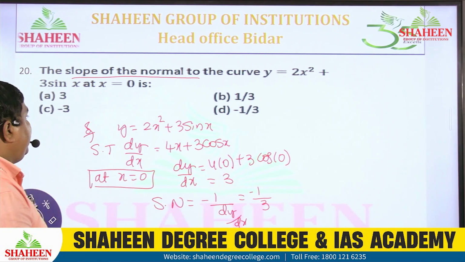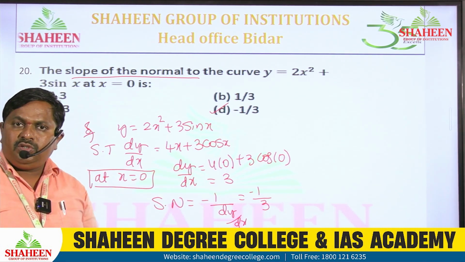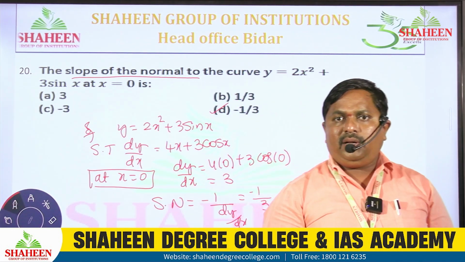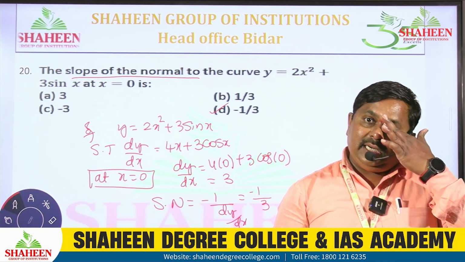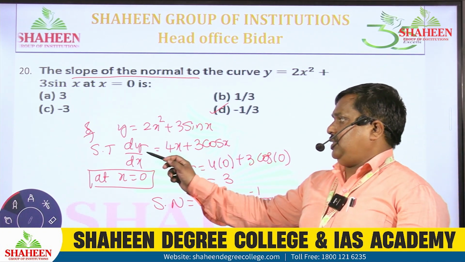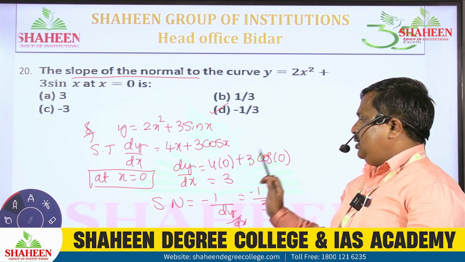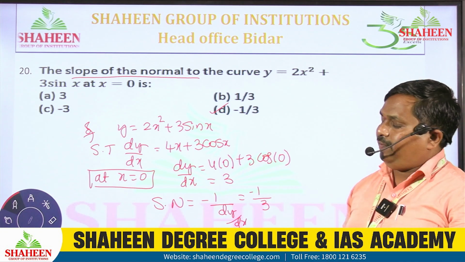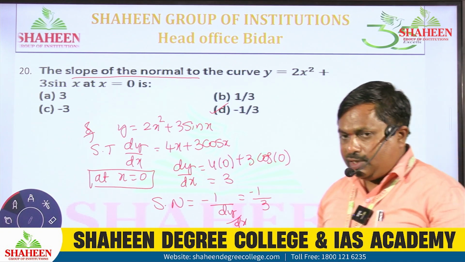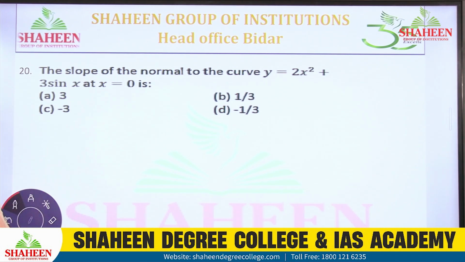Checking the options, the fourth option is minus 1 by 3. So in this way, we are calculating the slope of the normal. One thing you remember: if you know the slope of tangent, then you can find the slope of the normal. The slope of the tangent is calculated by dy by dx, substituting x equal to 0 here. The slope of the normal is the negative reciprocal of the slope of tangent, so that becomes minus 1 by 3. Understood, students? In this way, we can calculate the slope of the normal. Let us move to the next problem.